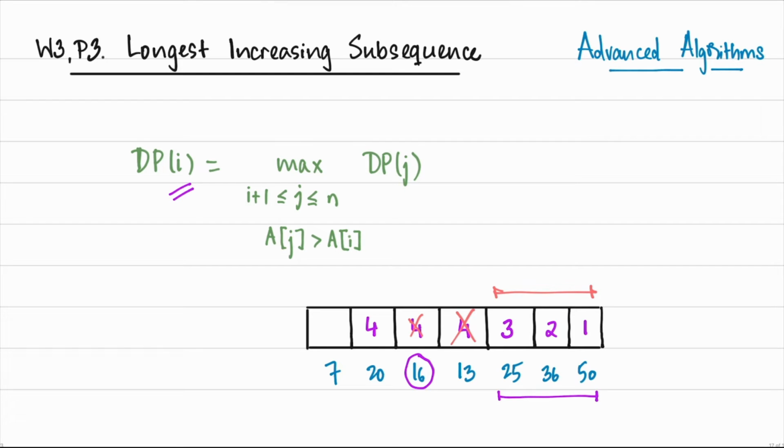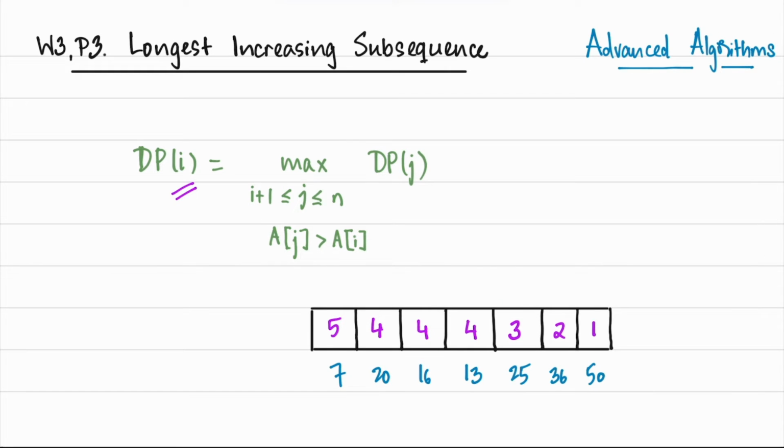And as far as 7 is concerned, 7 is compatible with everybody, being the smallest element in the array. And therefore, you're just going to take the maximum value and add 1 to it. And remember that all of these locations that witnessed the maximum actually lead to different solution choices. So in particular, you can combine 7 with 20 and 20 with 25, 36, 50. That would be one solution. But you could also choose to combine 7 with either 16 or 13 and go from there as well.